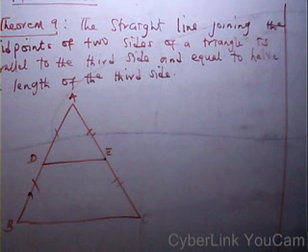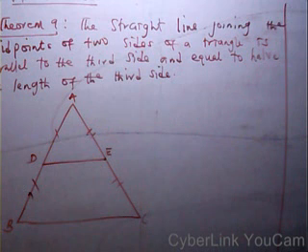We want to continue from our topic, and today we are going to Theorem 9. For Theorem 9, what we are to prove here is that the straight line joining the midpoints of two sides of a triangle is parallel to the third side and equal to half the length of the third side.